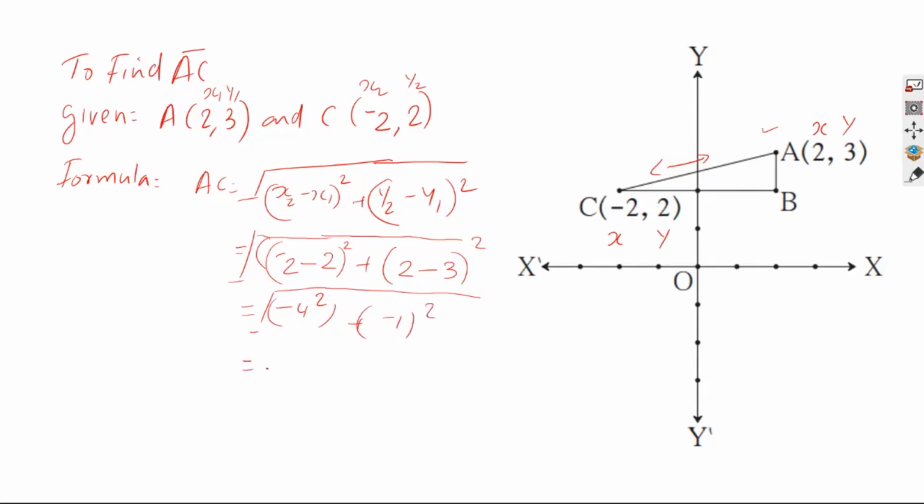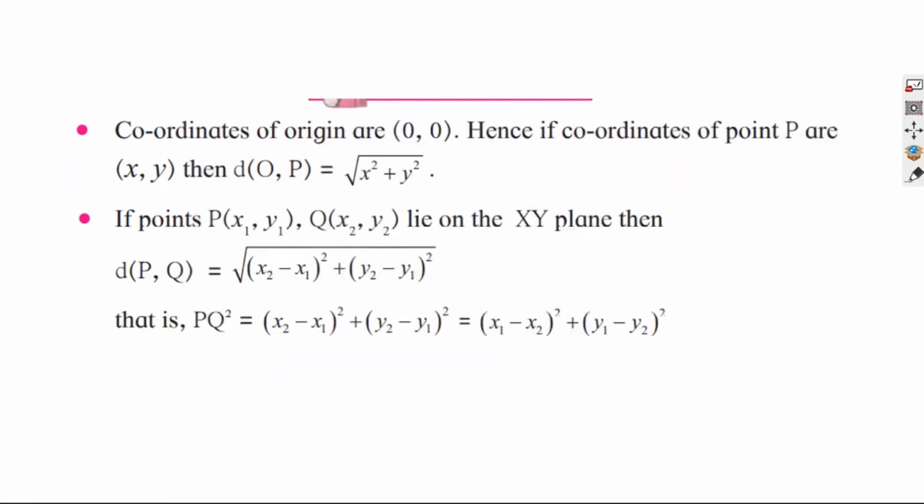So in that case -4 whole square is equal to 16, plus 1, irrespective of the sign inside. This will end up as root of 17. This is the distance of AC. Okay, you should keep this in your mind. We can apply the formula to find the distance, and we got the answer as root 17. This is the formula we applied, and it can be in any one of these formats, x2 minus x1 or y2 minus y1. There is no harm in that.